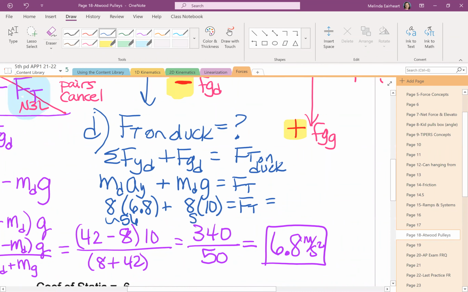56-ish plus 80-ish. Pledge allegiance to the flag of the United States of America, republic for which it stands, one nation, under God, indivisible, with liberty and justice for all.